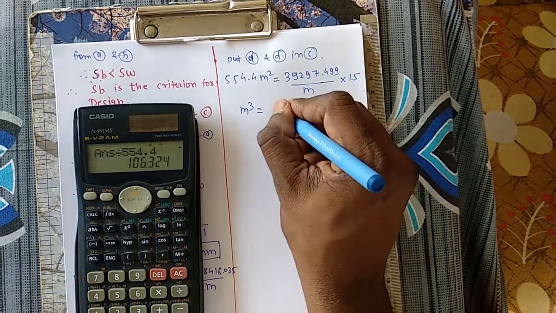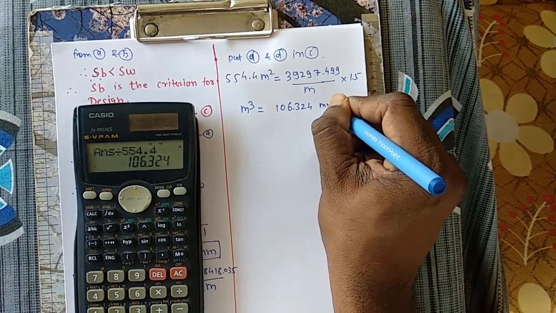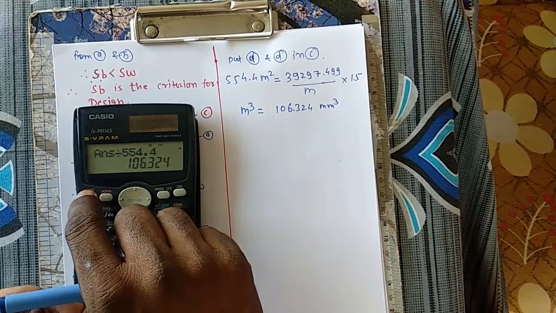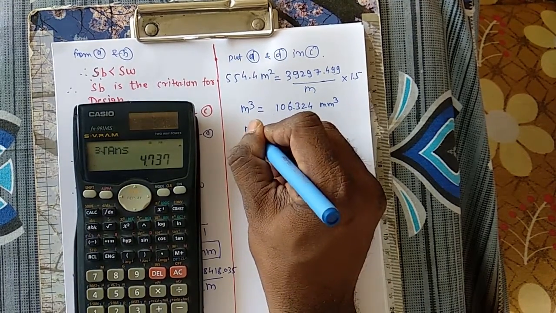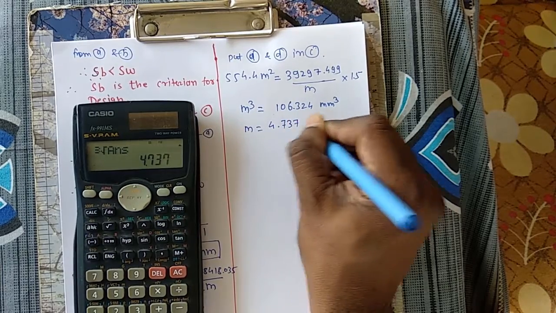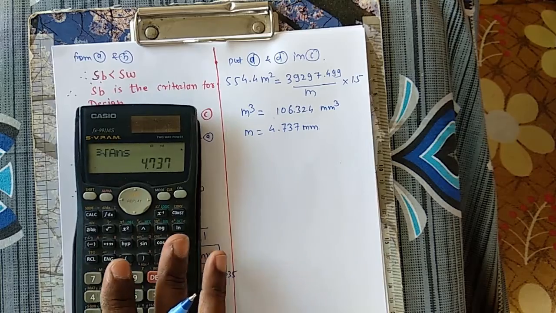So I got m cube as 106.324 mm cube. Since it is a cube, I will take the cube root of the answer. So m is equal to 4.737 mm. So this is the value of module which we got.